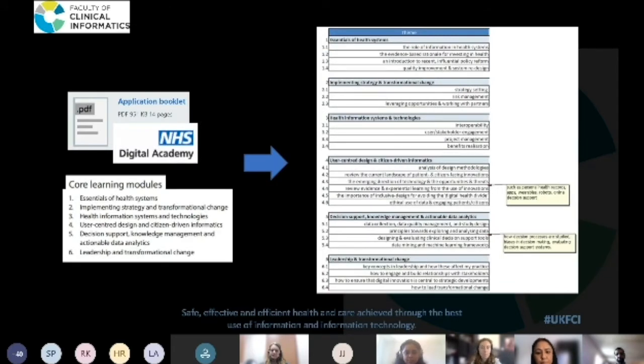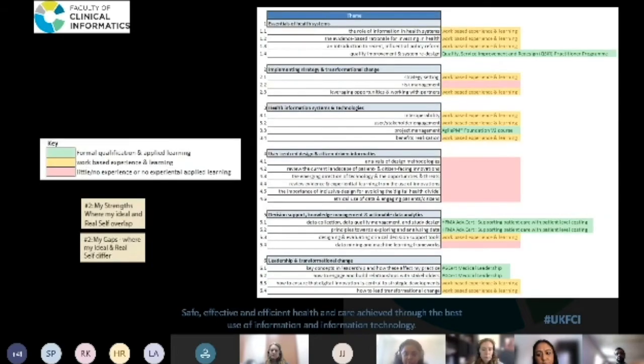I also drew inspiration from the application booklet that the Digital Academy had published, in which they talk about the 6 core learning modules. I reviewed the application booklet and was able to break down the 6 core learning modules into sub-themes. And then I reflected on those sub-themes and linked them to certain aspects of work-based learning and other postgraduate learning courses that I had been part of, and I was able to identify where my strengths were and areas for further development or gaps in my learning.